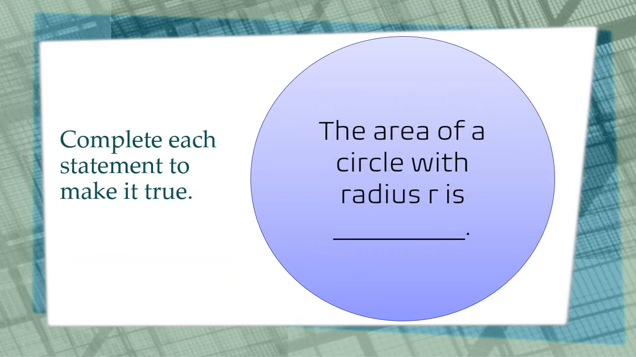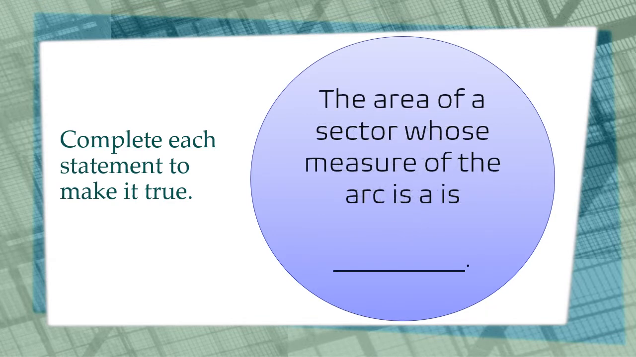Okay, so this time I'd like you to complete the given statement to make it true. First statement, the area of a circle with radius r is blank. So in short, what is the formula to find the area of a circle? Pi r squared. Next, the area of a sector whose measure of the arc is A is, so this time, what is the formula to find the area of a sector? A divided by 360 degrees times pi r squared.